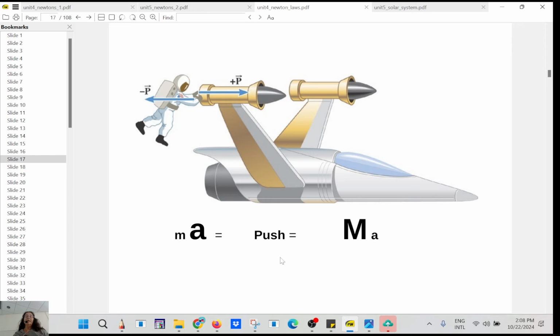Is that clear? The same push will be applied to the astronaut, but because his mass is small, he will go through a larger acceleration. So small mass, large acceleration; large mass, small acceleration; but the force is always the same, which is not intuitive at all.